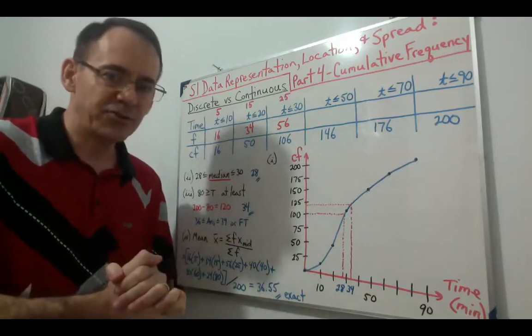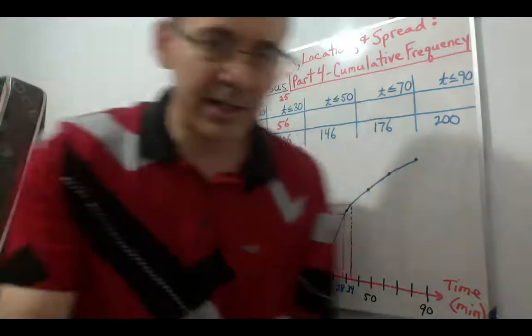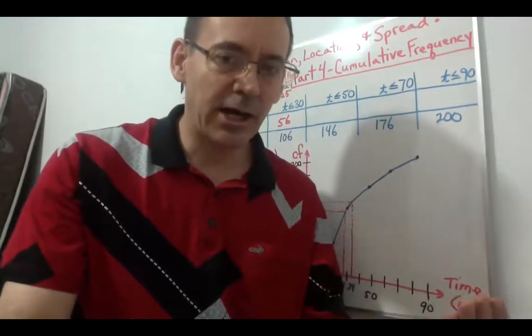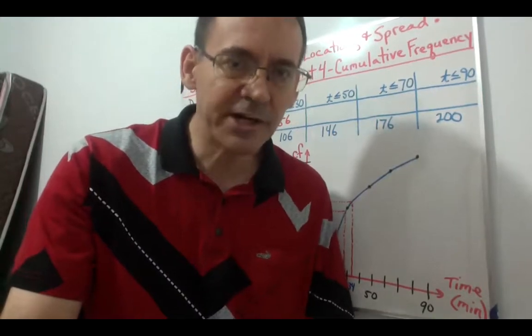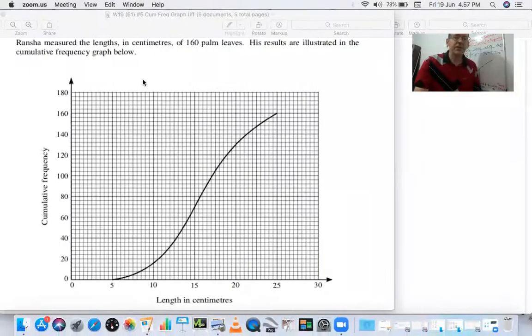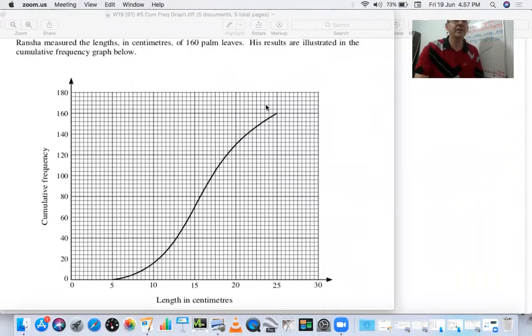So let's get to an example. This one we'll get to later. I want to get to one that is actually on a test paper here. So I'm going to share the screen. And here we see an example question from a Cambridge past paper. In this particular example, they provide the cumulative frequency graph for you. So let's make a few observations here. It says Ransha measured the lengths in centimeters of 160 palm leaves. His results are illustrated in the cumulative frequency graph below.